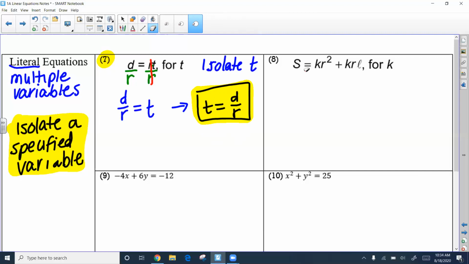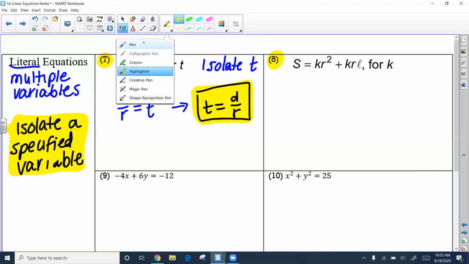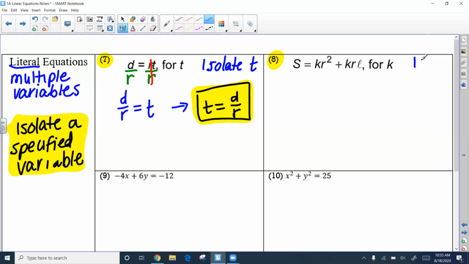All right, let's look at number 8. So write down number 8 in your notes. The equation is S equals KR squared plus KRL. S equals KR squared plus KRL, and we're solving for K. So that means we want to isolate K, or get the K by itself.